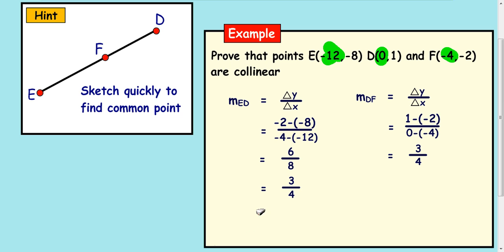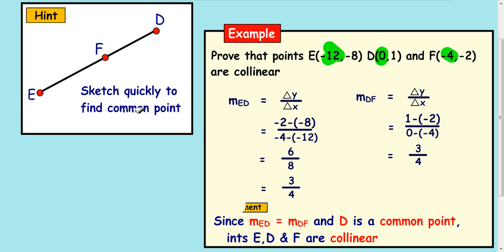So the common point this time is D, which is that point there. So since the gradient of ED equals the gradient of DF, and D is the common point because we used ED and FD, then E, D and F are collinear. We could have done the gradient of EF and FD and used F as a common point. It's entirely up to you which one you do.